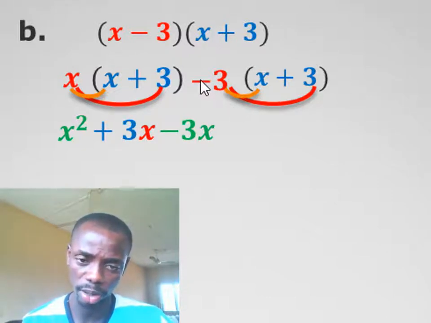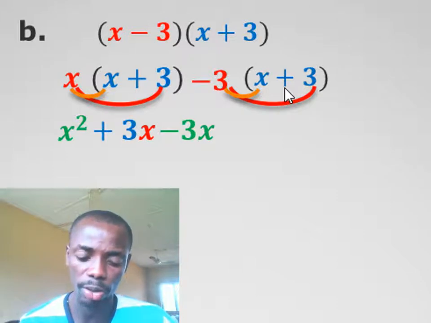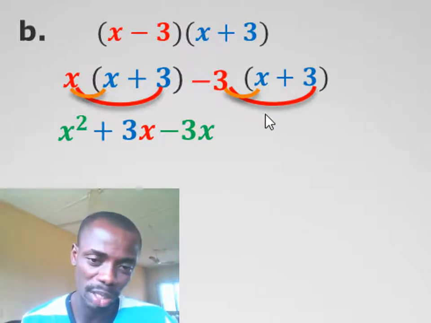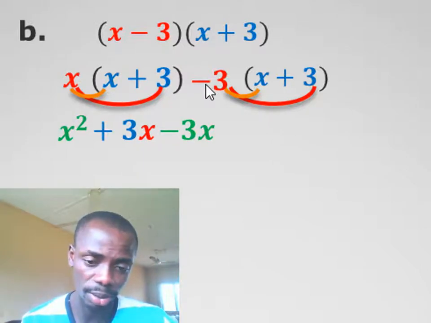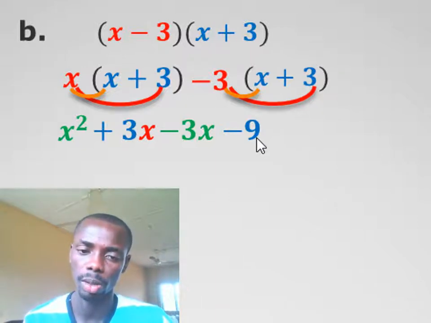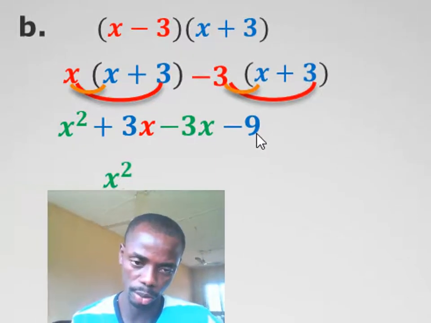So here is minus, here is negative and positive. The first thing we do is simplify the negative and positive sign, and that's going to give me negative. Then 3 multiplied by 3, that's 9. So with this done, let's continue.